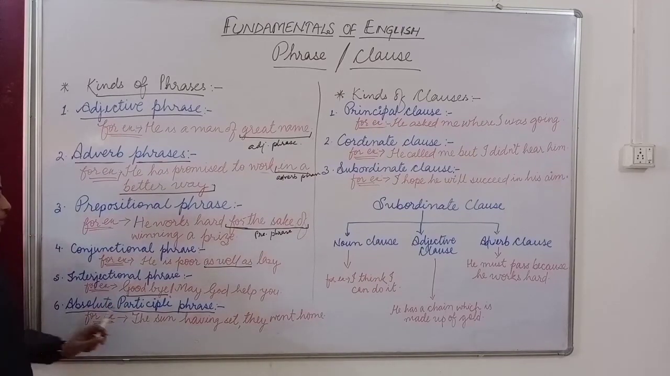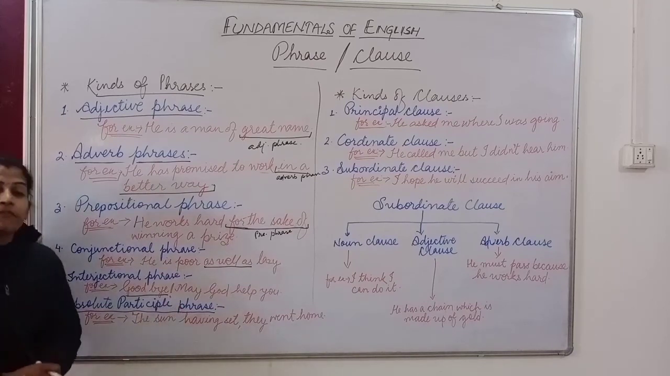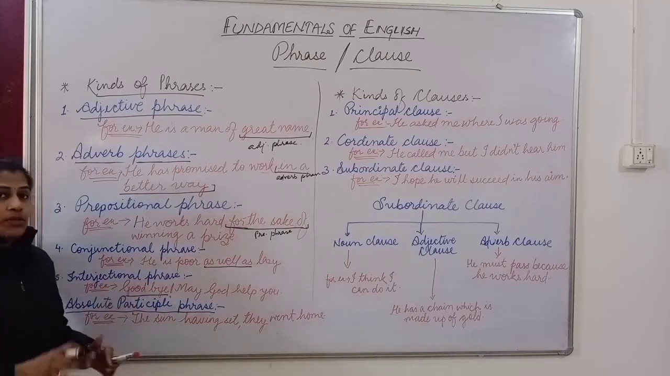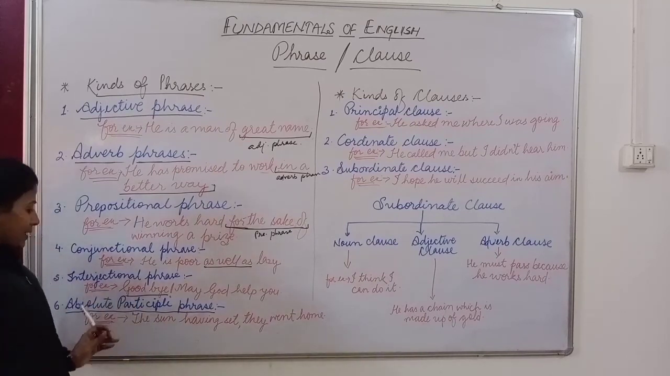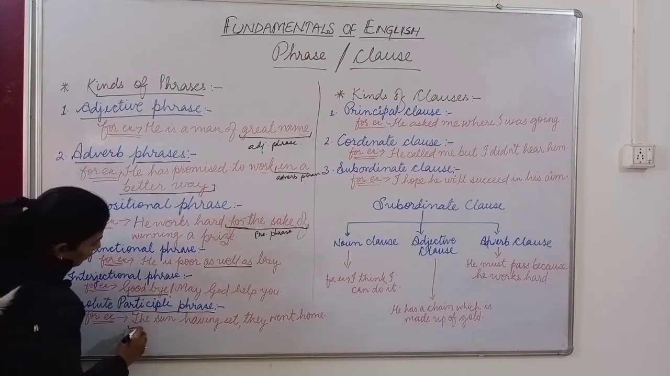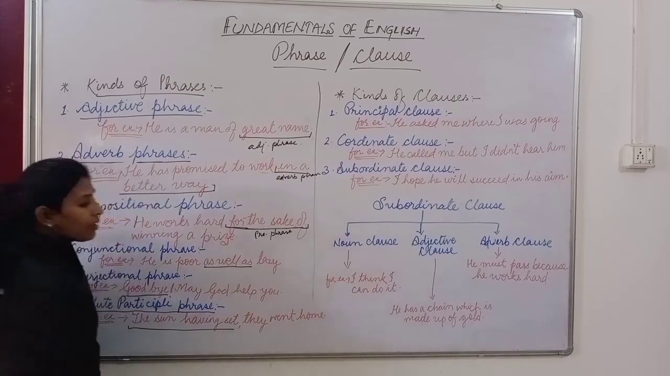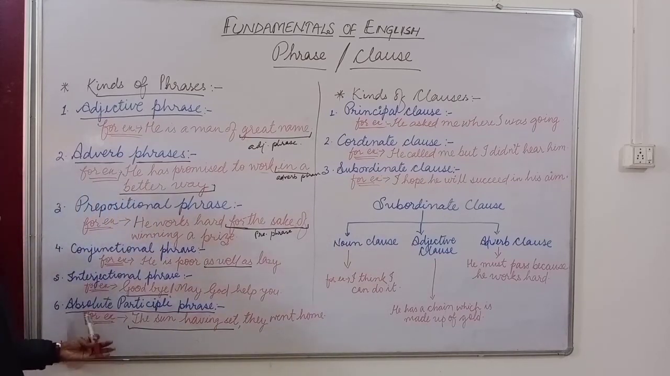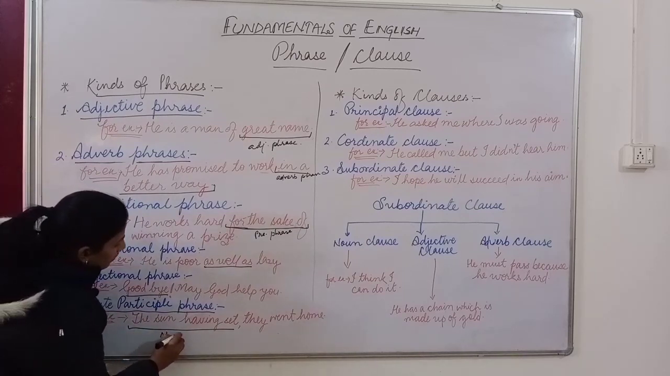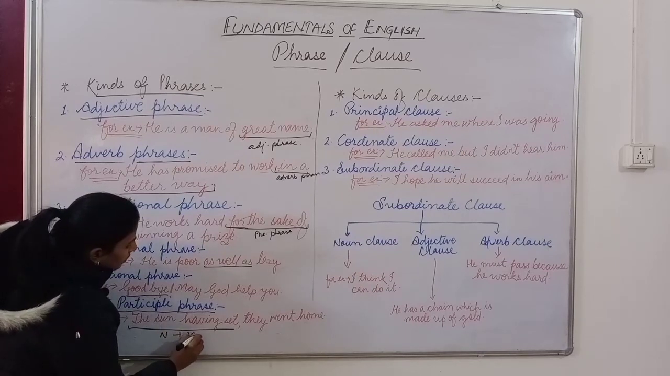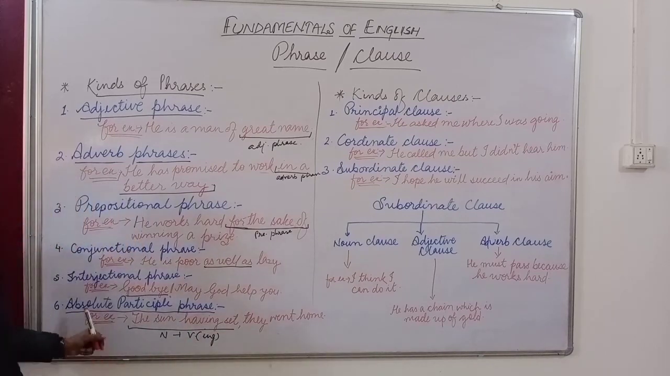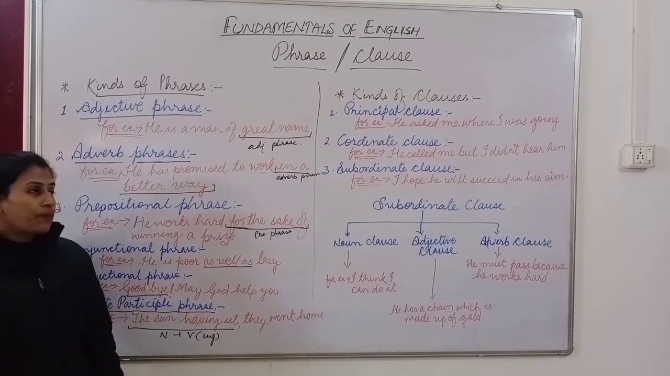Next, absolute participle phrase. An absolute participle phrase is a phrase in which the participle and noun come together to form it. For example, the sun having set, they went home. Here in this absolute participle phrase, noun plus verb using ing shows an absolute participle phrase.